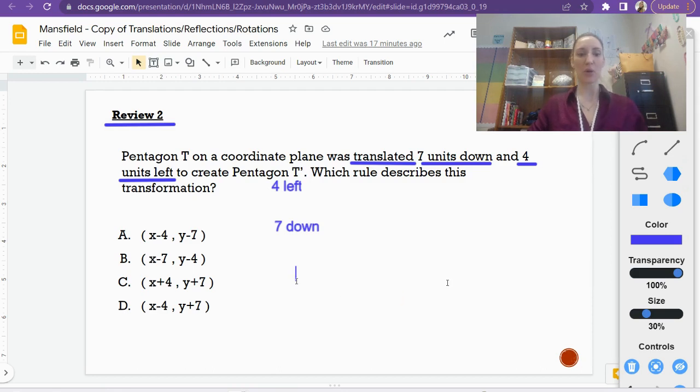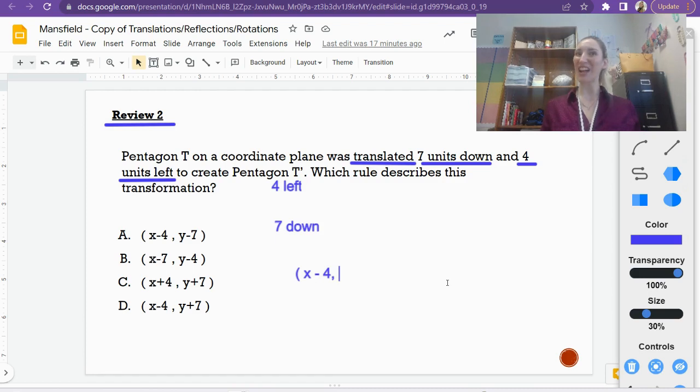So let's start writing our mathematical way. So I have X. Left is negative. Every time on the coordinate plane we move to the left, the numbers get smaller. So we are losing quantity, we're losing amount, right? So left is going to be minus, negative. How much am I going left? 4. So X minus 4.